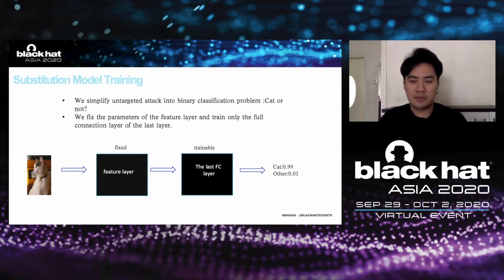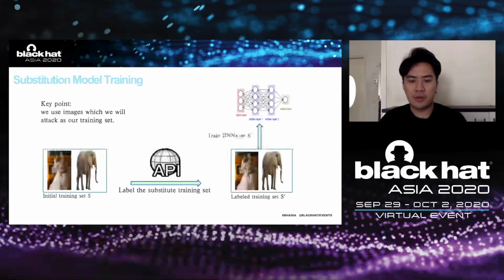Notice that the substitution model here is trained to produce results that are similar to the result from the real one, but only in certain categories. The substitution model is only retrained for the categories that need to be attacked. Its features in this category are expected to be more similar to the target model. So when we use a non-target attack, if we want to use cats to attack, then we only need a binary classification, a cat or not a cat. We fix the parameters of the feature layer and train only the fully connected last layer.